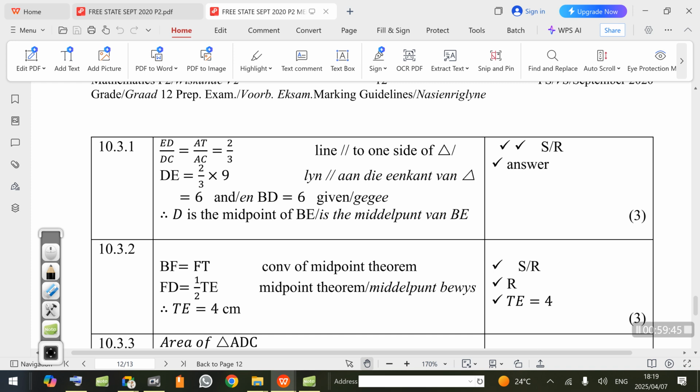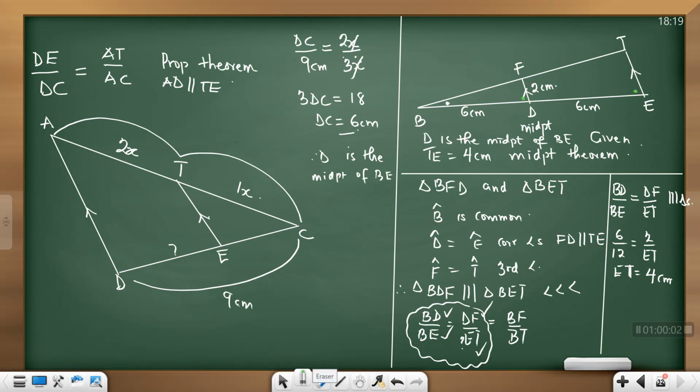Okay, BF equals TF, the converse of midpoint theorem. FD equals half TE, and T equals 4. Okay, they didn't do the other method. They just went straight and used what? Midpoint theorem. But that other method, you need to know.